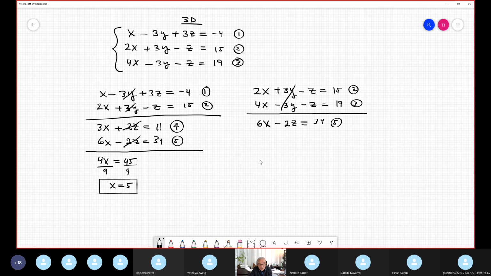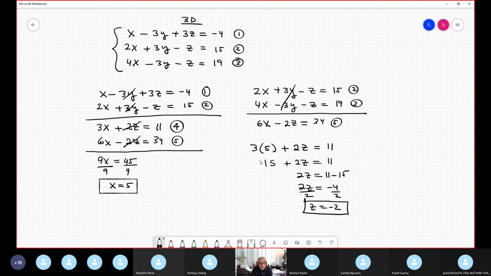So in my opinion, it's better to use 4 and 5. I prefer 4 because it's easier. It's 3 times 5 plus 2z equal 11. This is 15 plus 2z equal 11. 2z is equal to 11 minus 15. 2z is equal to -4, divided by 2, z is -2.